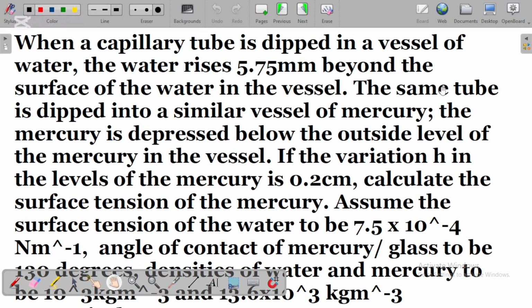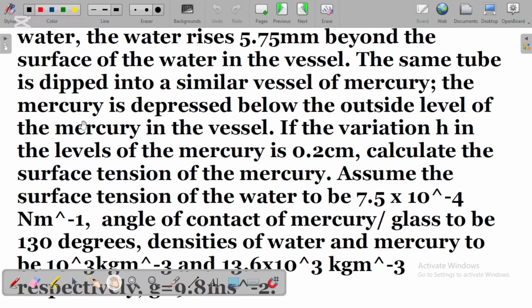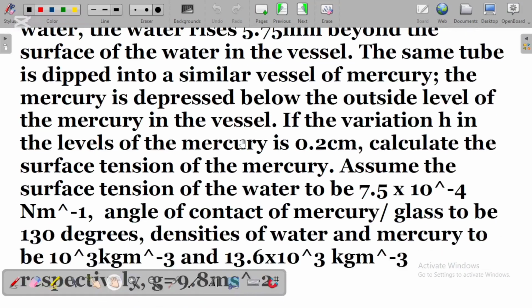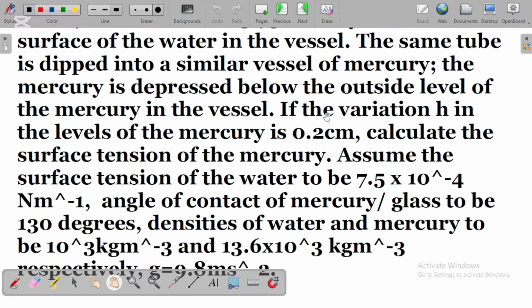Alright, so the same tube is dipped into a similar vessel of mercury. The first one, the tube was dipped into a vessel of water and the rise is 5.75 millimeter. Now that same tube is dipped into a similar vessel of mercury. The mercury is depressed below the outside level of the mercury in the vessel. The first one we had a rise, now we are having depression, if the variation H in the levels of the mercury is 0.2 centimeter.